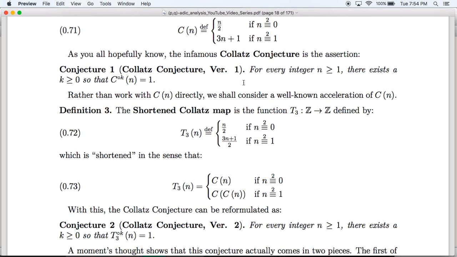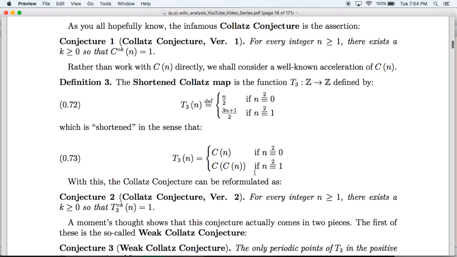With this, the Collatz conjecture is the assertion that for every integer n greater than or equal to 1, there is a k greater than or equal to 0, such that applying T3 to n k times gives us 1. Note that when k is 0, this notation would turn this or any map into the identity map.